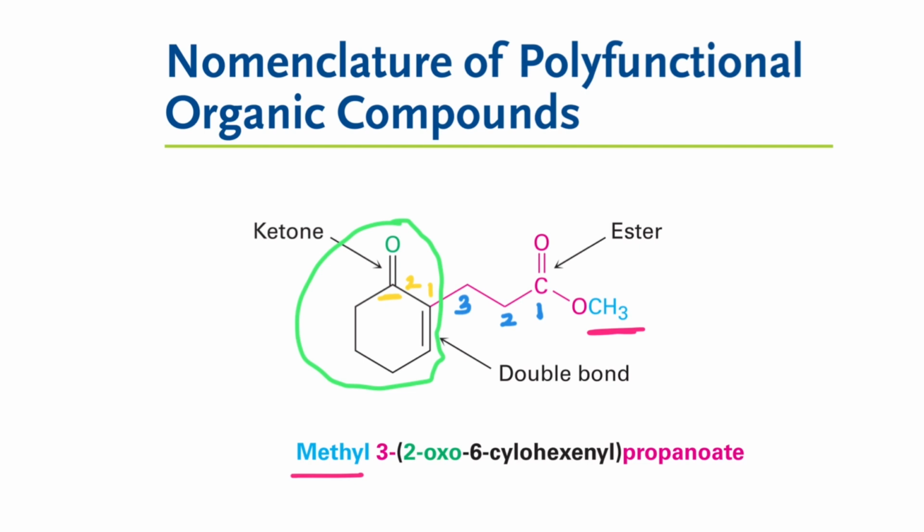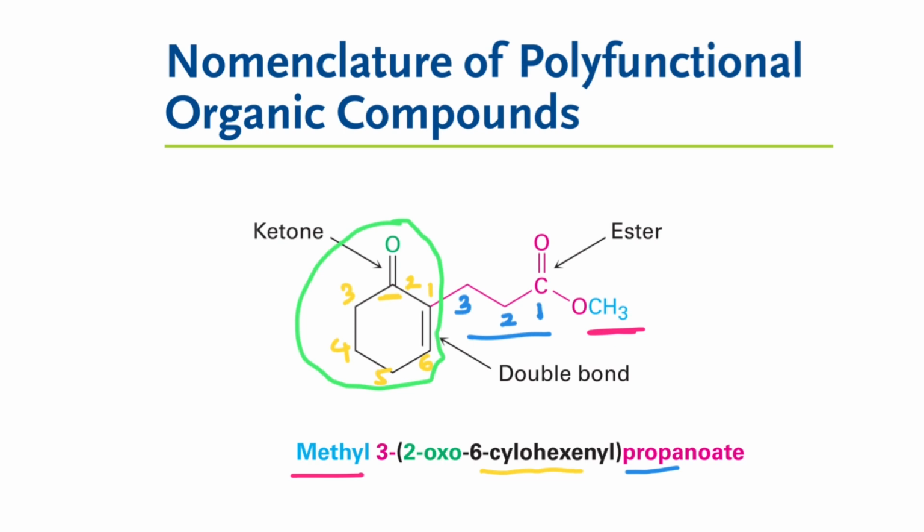And 6-cyclohexenyl. This is 2, this is 3, this is 4, this is 5, this is 6. At the sixth position a double bond is there. Therefore, it is called 6-cyclohexenyl. In total, how many carbons are in the parent chain? We have 3 carbons in the parent chain. Therefore, it is called propane.